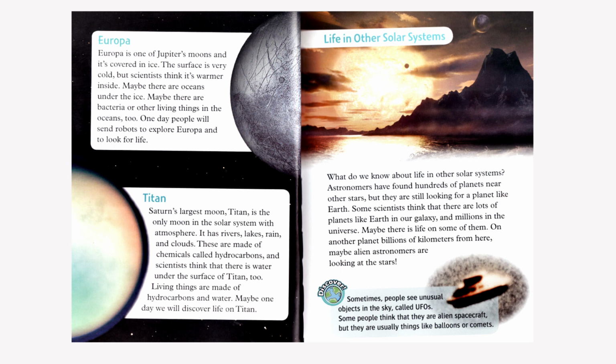Sometimes, people see unusual objects in the sky called UFOs. Some people think that they are alien spacecraft, but they are usually things like balloons or comets.